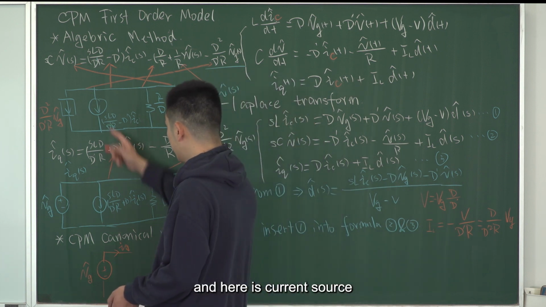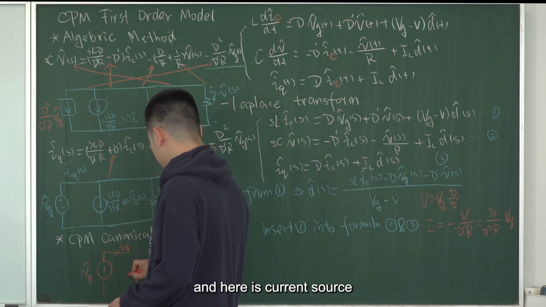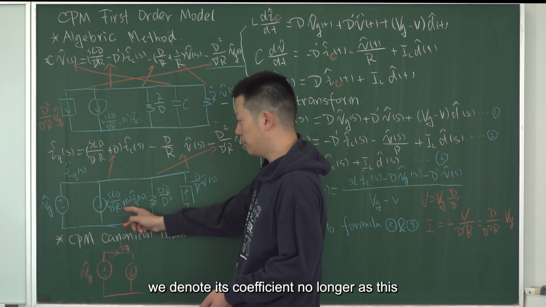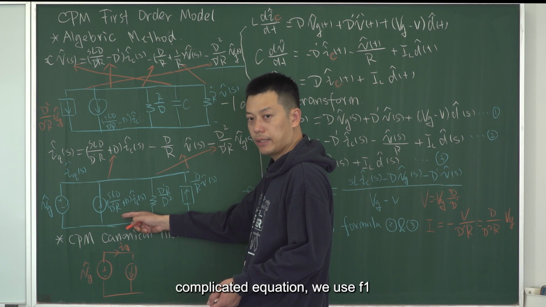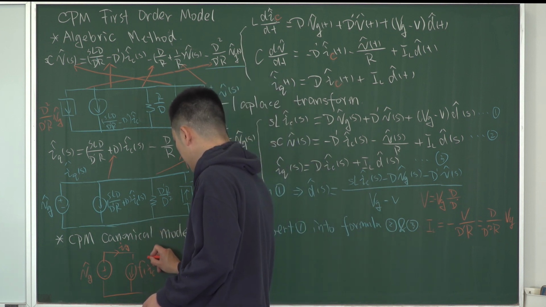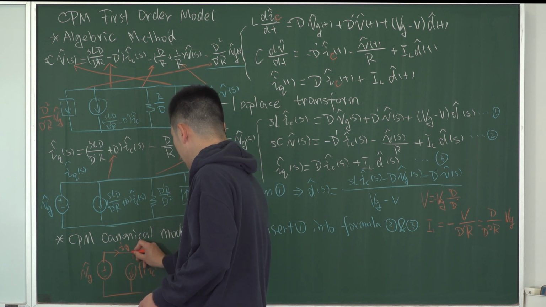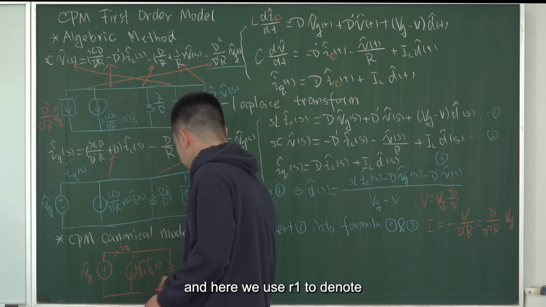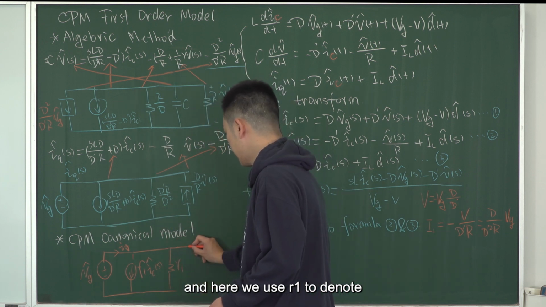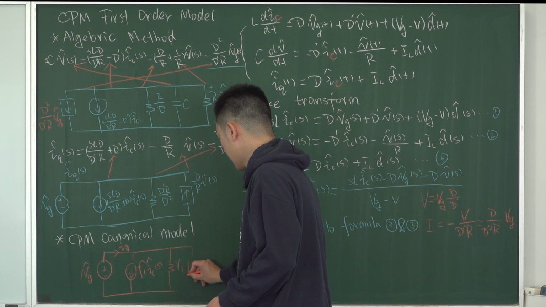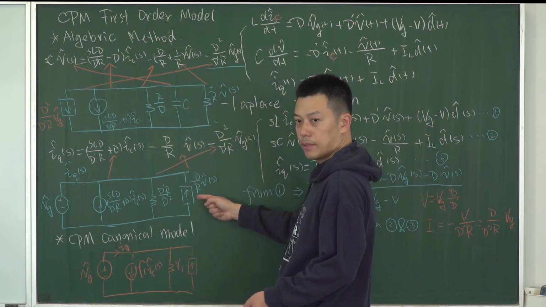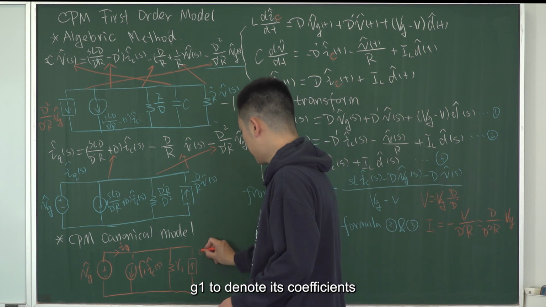And here, right, current source. We denote its coefficient no longer as this complicated equation. We use F1. And here, we use R1 to denote. And here is the controlled current source. We use G1 to denote its coefficient.